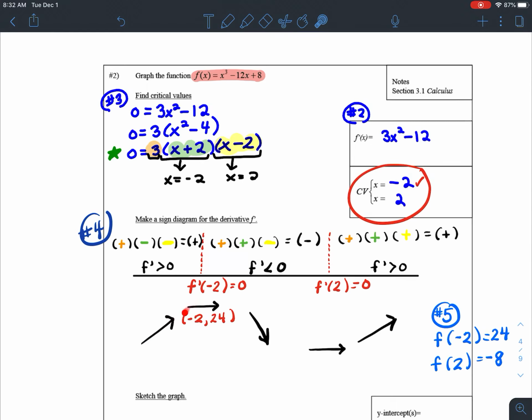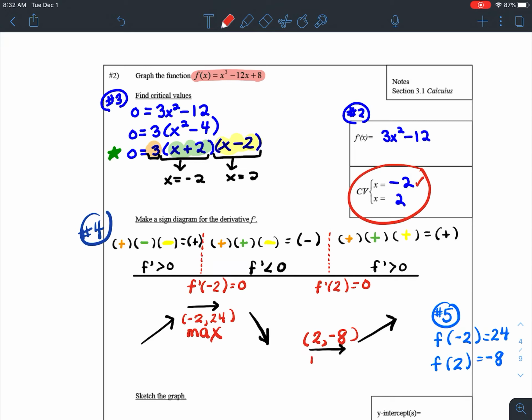Now look at the way the arrows go. They go up, flat, down. That means this point, -2, 24, would be considered to be a max. So I want you to add that label to the sign diagram. Over here you're going to add that this is the point 2, -8.